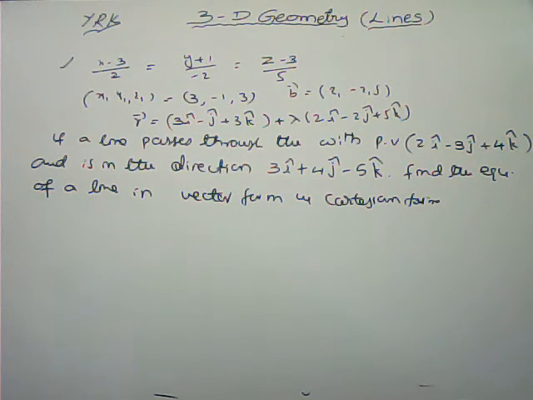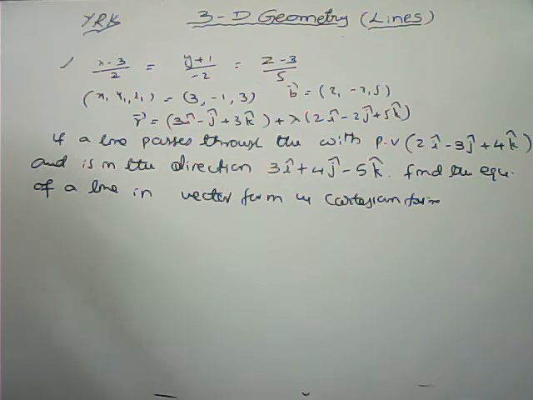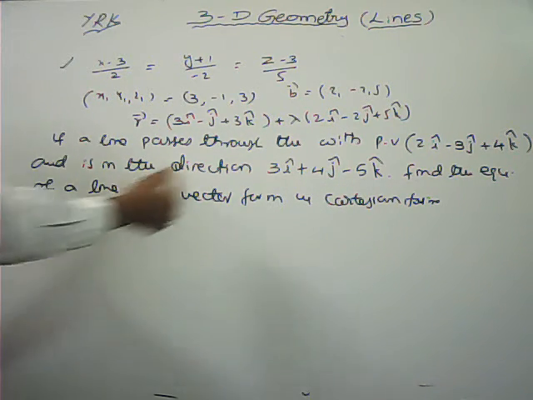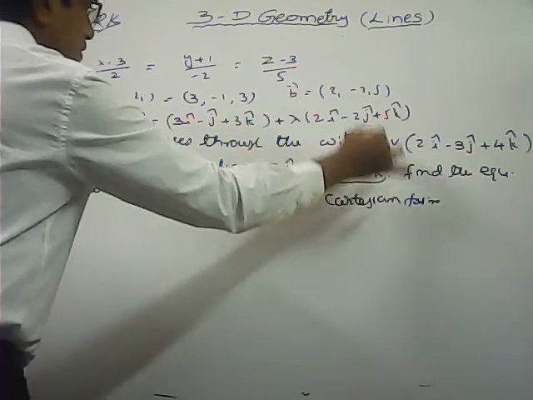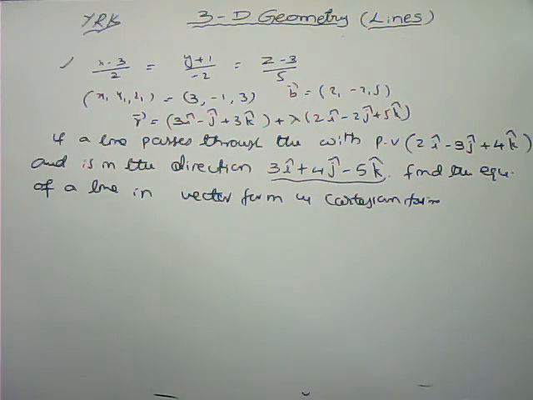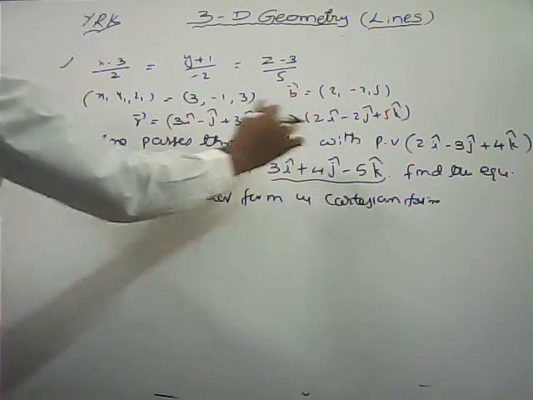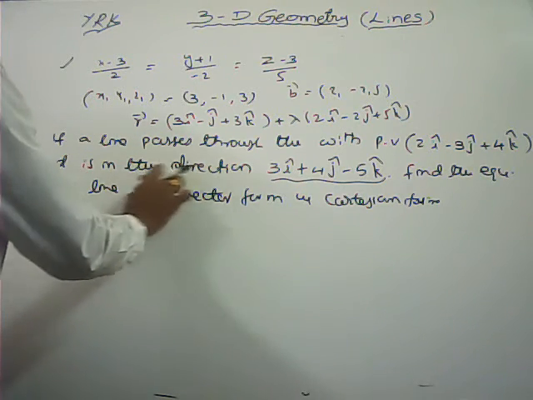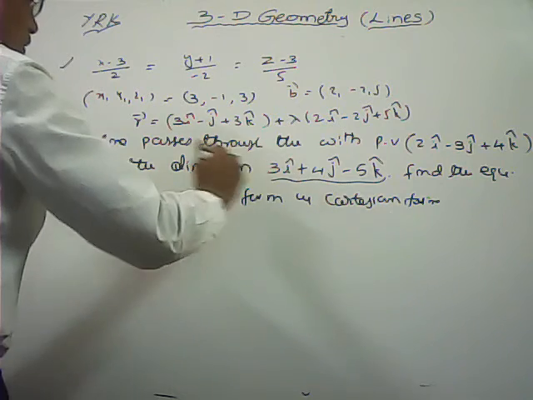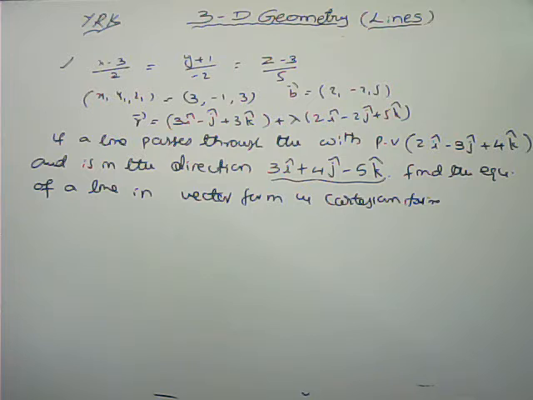And here is one more example. If a line passes through the point with position vector OA bar equal to 2 i cap minus 3 j cap plus 4 k cap, and is in the direction parallel to this vector, the i, j, k coefficients we can consider as the parallel direction ratios of that vector. So the direction ratios of the line are 3, 4, minus 5. Now find the equation of the line in the vector form and the Cartesian form.